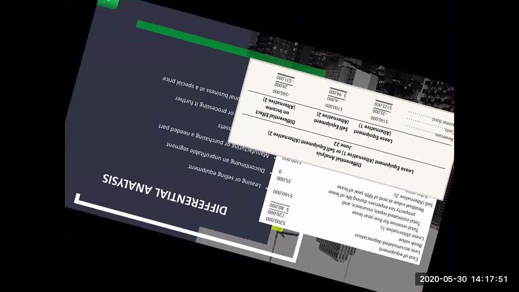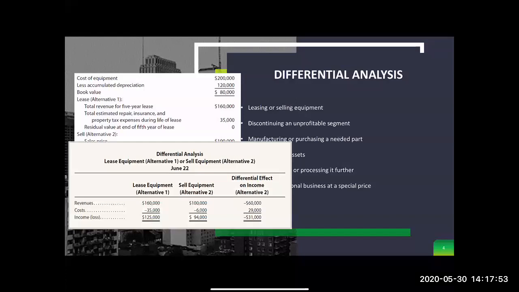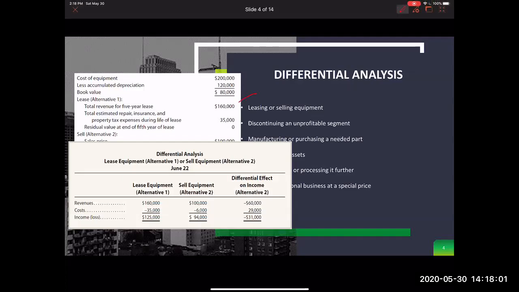So in column number one, we have the lease equipment, which is alternative number one. So the revenue is $160,000, which was already mentioned here. And then the cost is the $35,000 for us to repair it, to keep insurance on it, and all of that. So our income from that lease is our revenue less our cost, which will give us $125,000.